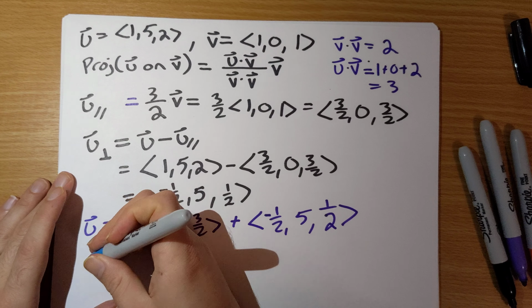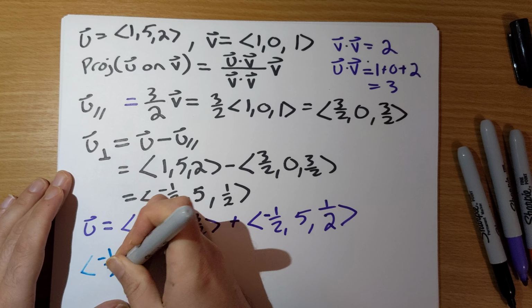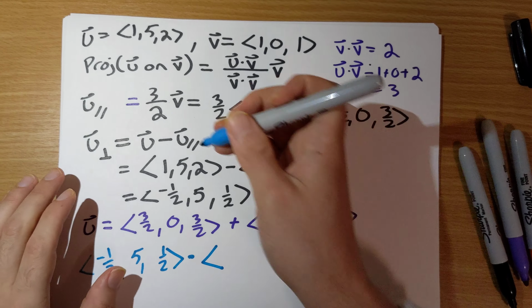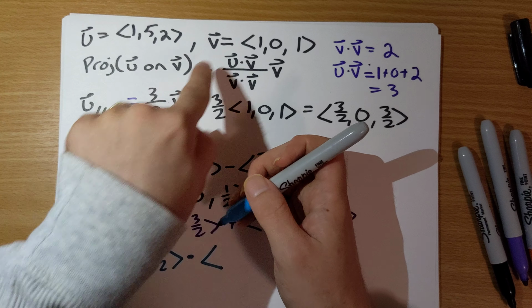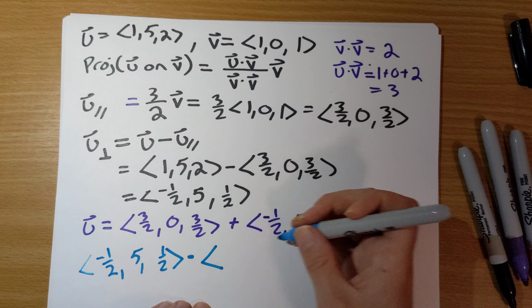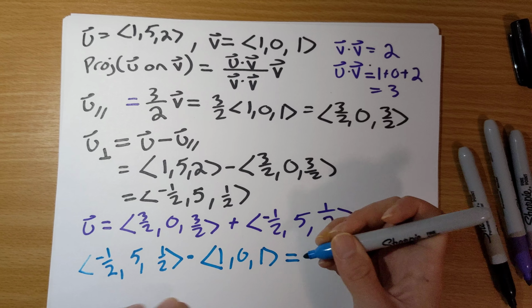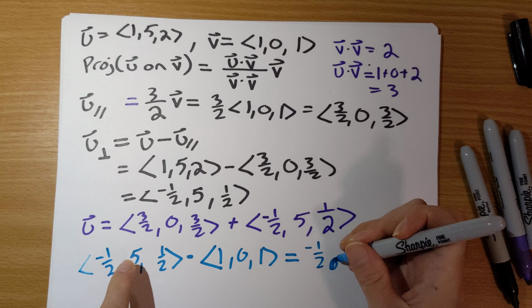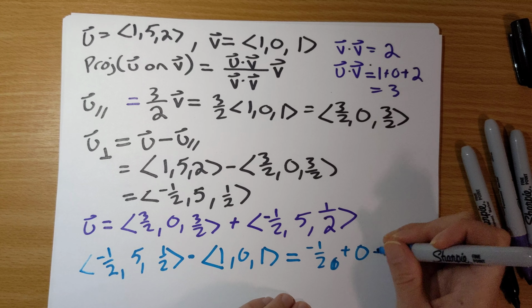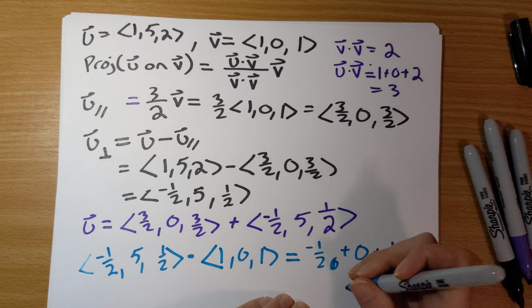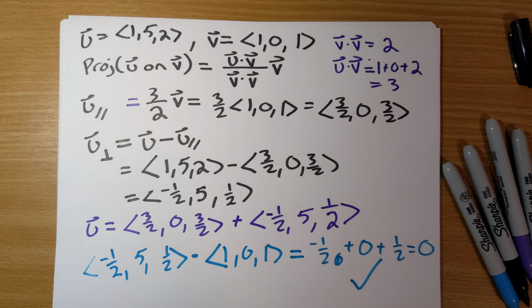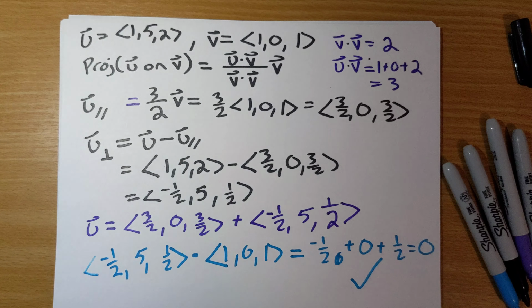And so let's just check that claim here. Negative 1 half, 5, 1 half. This needs to be something orthogonal to v. And so if we do this calculation, negative 1 half times 1 is negative 1 half, plus 5 times 0, plus 1 half times 1. And sure enough, we get 0. So yes, this checks out, and this vector here is in fact orthogonal to v.